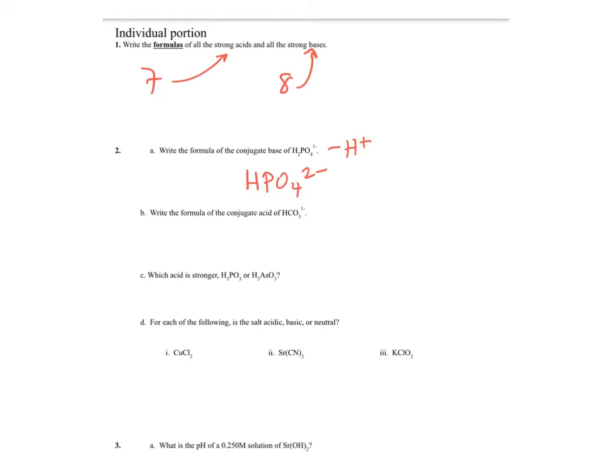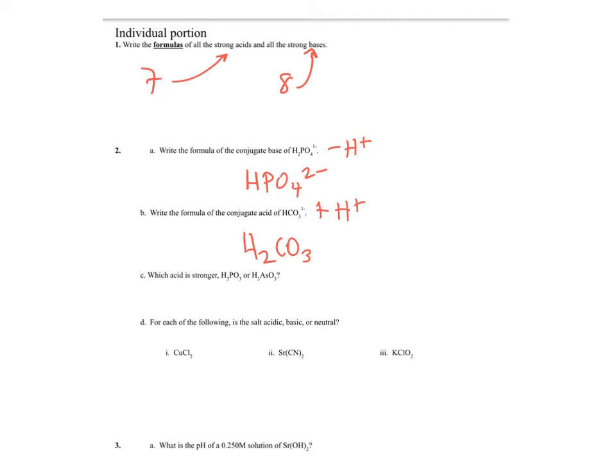That means we're going to do the reverse for the conjugate acid of HCO3 minus. That means it's acting like a base, so we're going to add an H plus to it. So the conjugate acid has an extra H, so it's H2CO3.